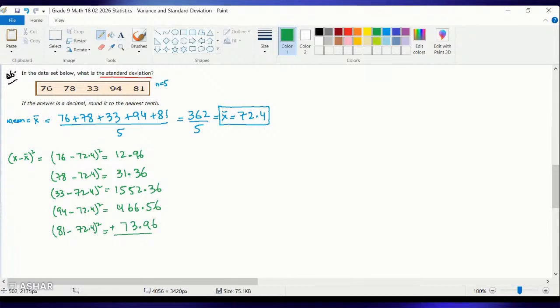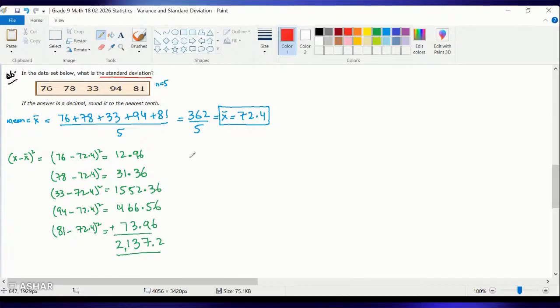Let's add them together: 466.56, 1552.36, 31.36, 12.96. The answer comes out to be 2137.2.